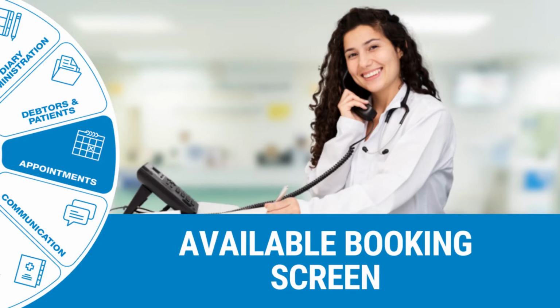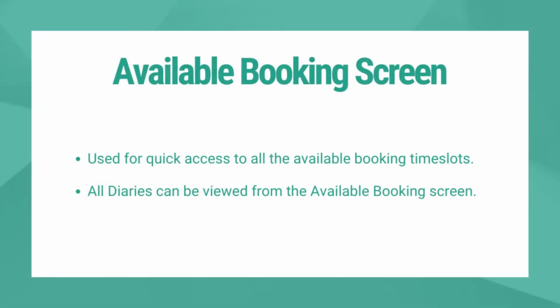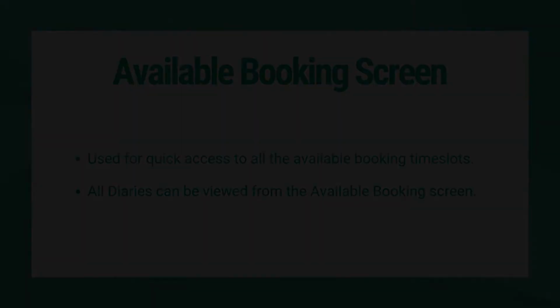The goal of this video is to show you how to use the available bookings screen. The available booking function is used for quick access to all the available booking time slots on all the diaries for a specific day. Since all diaries can be viewed from the available bookings screen, there is no longer a need to search through each individual diary, which saves time for the user.